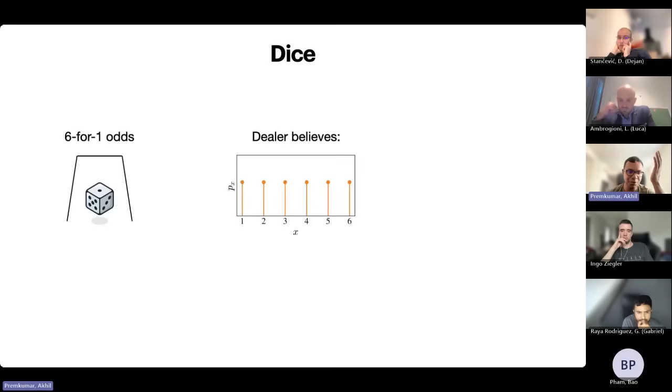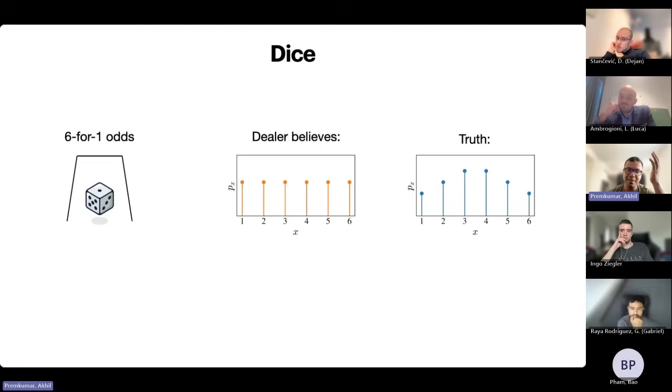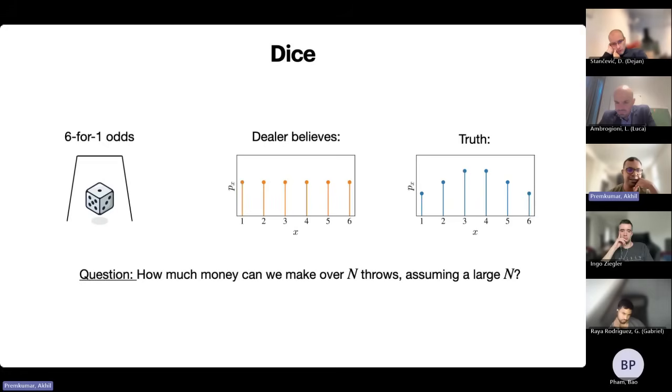But suppose you knew that the die is actually not fair, and in fact has some bias towards, let's say, the values 3 and 4. You knew this somehow, and the dealer doesn't. Given the situation, what is the amount of money you can make over n throws, assuming that n is sufficiently large? This is like a standard problem that you would encounter in a quantitative trading interview or something.